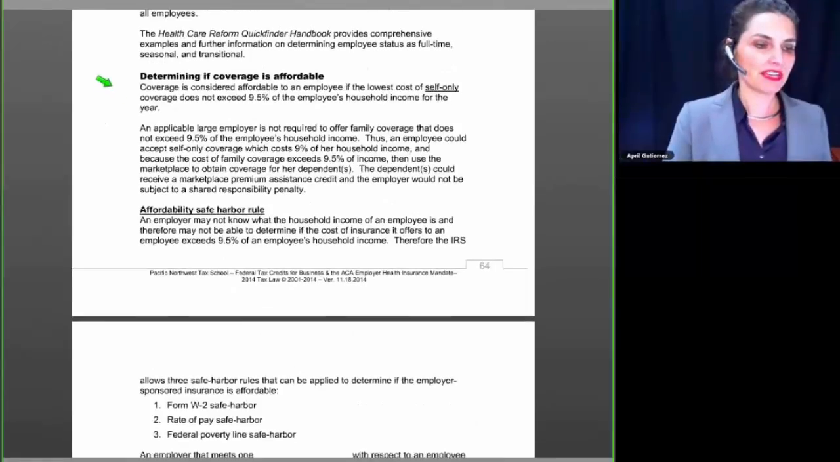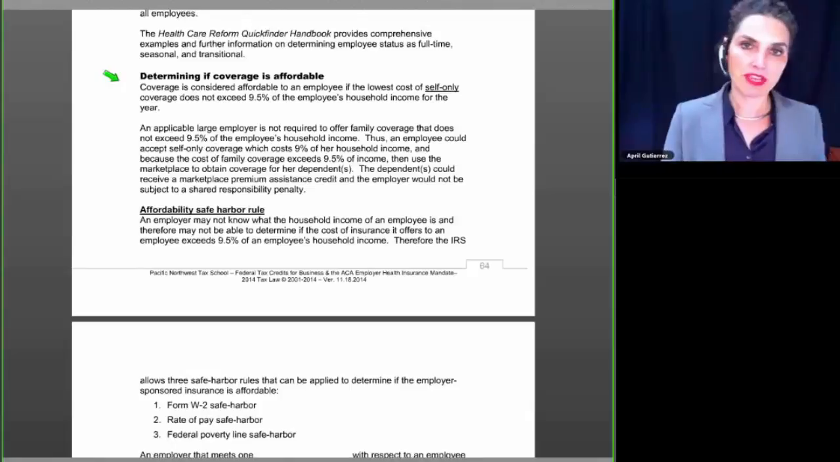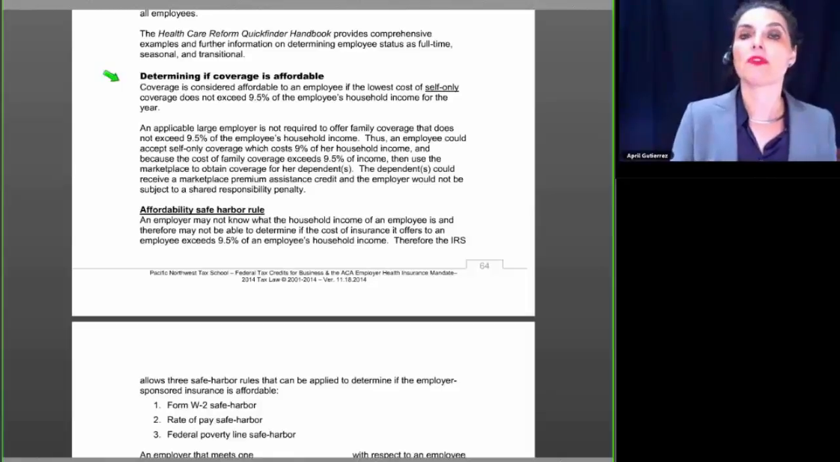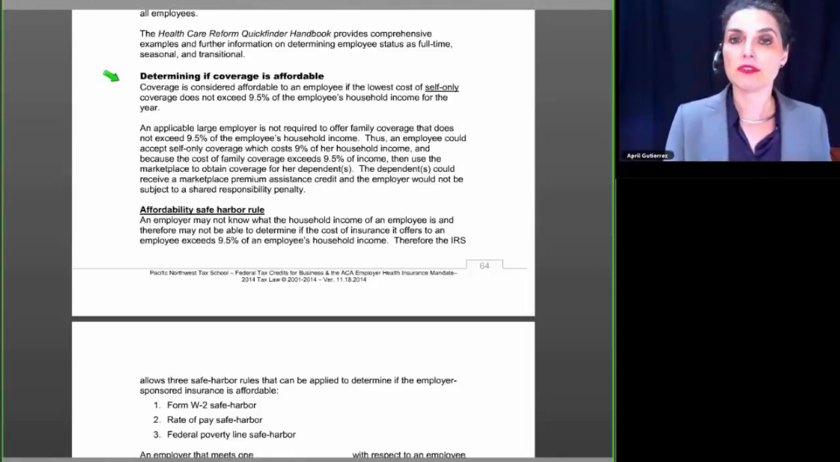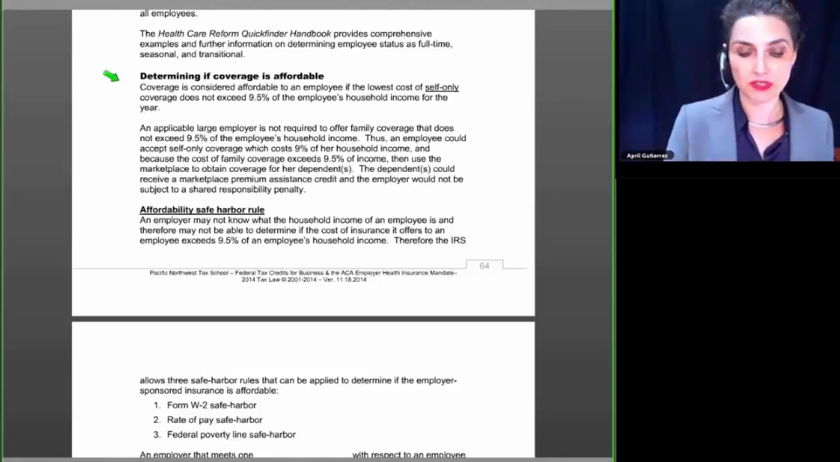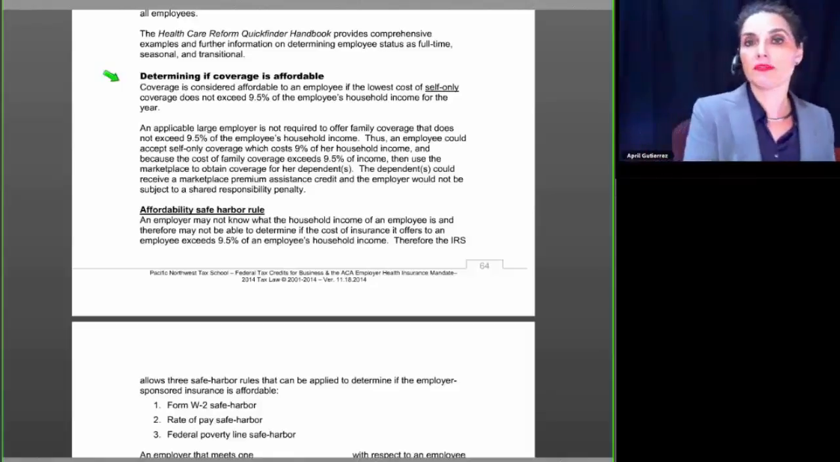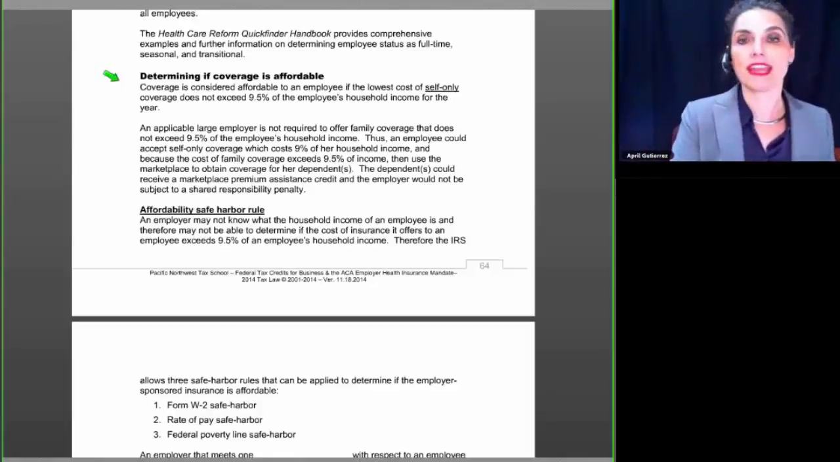All right, so we're going to take a look at determining if coverage is affordable. So under the Affordable Care Act, there is this employer mandate. And employers are required to provide their employees with affordable health insurance. The employer is required to pay a minimum portion of that health insurance for its employees to such an extent that the employee's share of the cost of the insurance is not more than 9.5% of the employee's household income.